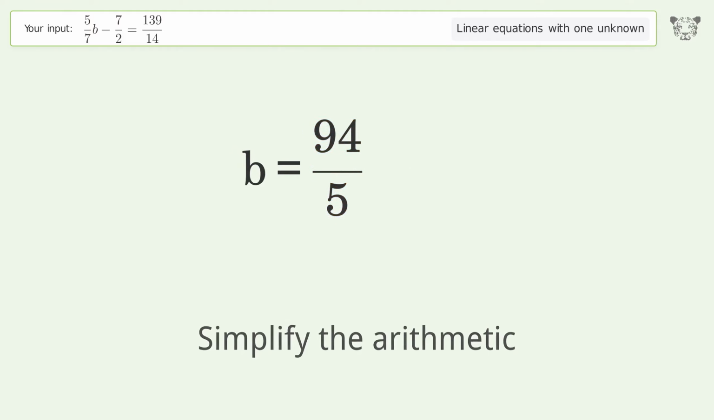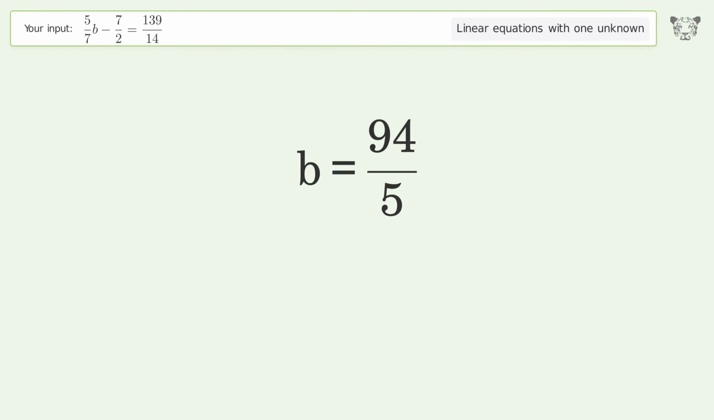And so the final result is b equals 94/5.